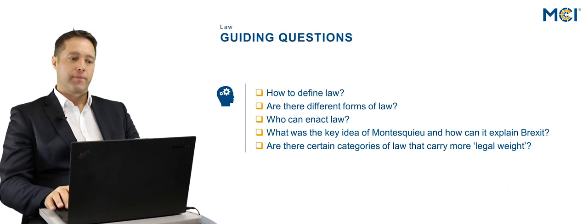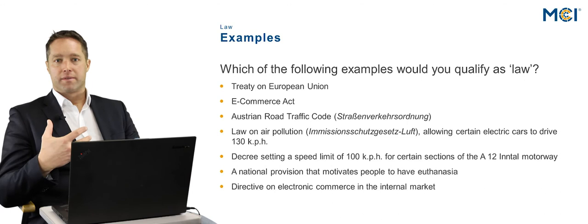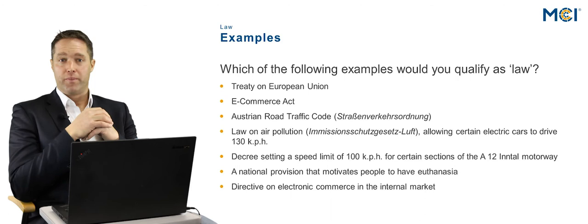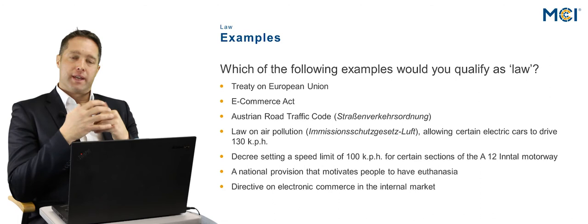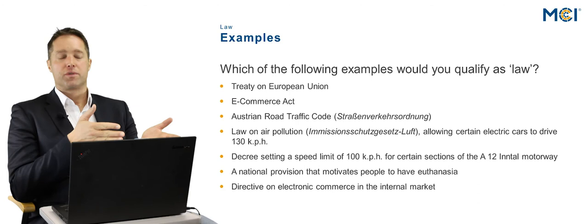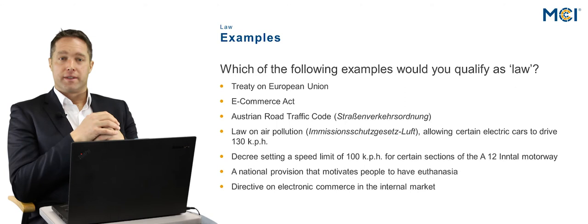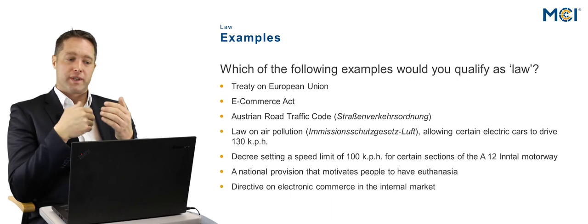As you can see, there are some examples, and if we try to answer the question which of those examples qualify as law, we have one example which is called a Treaty on European Union. We have another document which is called an Act, the E-commerce Act. Yet another terminology is the next example, called Austrian Road Traffic Code. So we can already see that there is different terminology. Therefore, you might wonder why the next example is on the list, which is called the Law on Air Pollution. But still, we will see if the name is of relevance or rather the content.